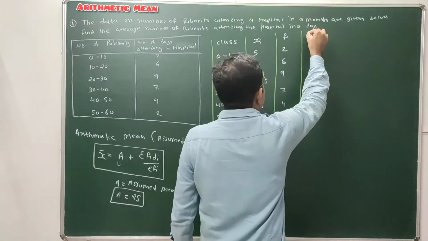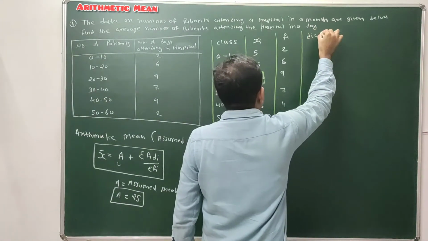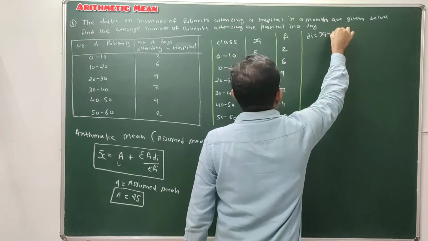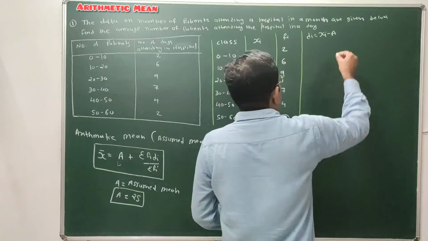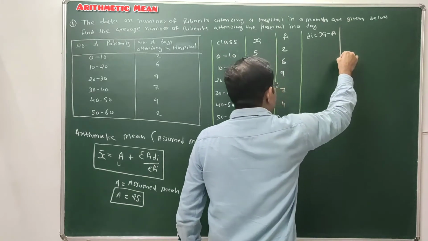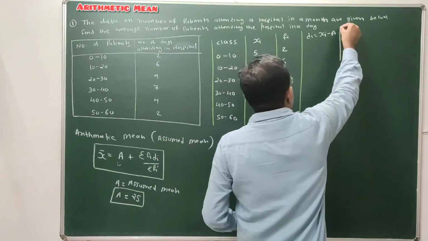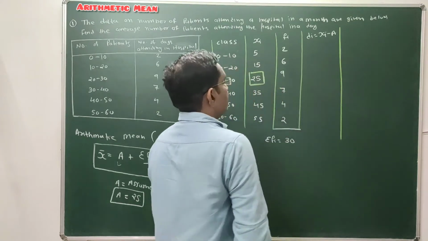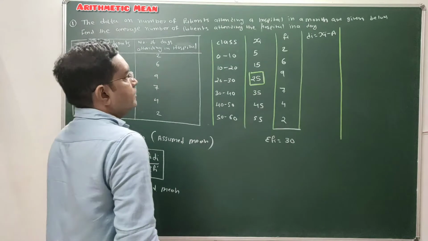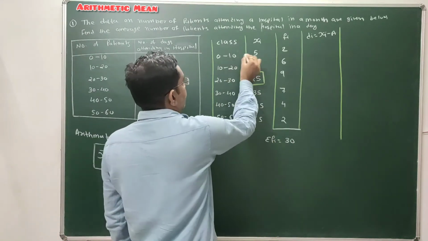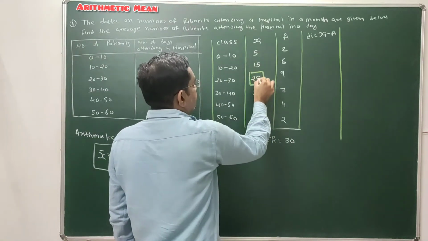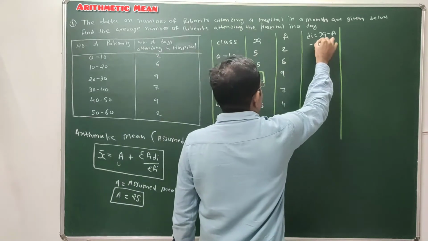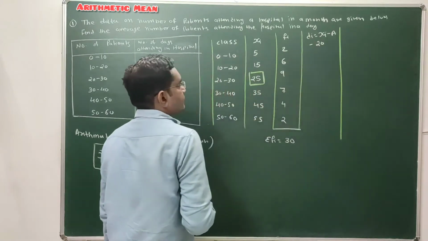The formula to find di is xi minus a, class mark minus assumed mean. So let's find di. Here for this class xi is 5 and a is 25. So 5 minus 25 is minus 20.